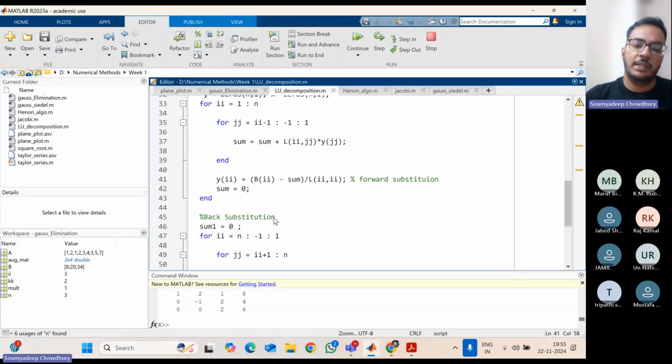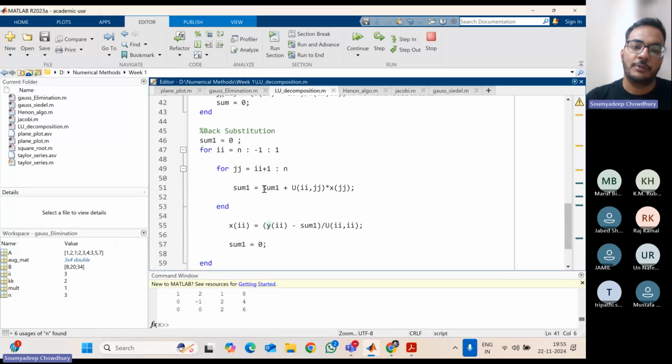Here the forward substitution should be done between L and B, not between A and B, because your equation was LUx equals Ly equals B, right? So y you need to find out. Y is your unknown, and L and B are your known matrices here. In this way we have found the y values in the y array.